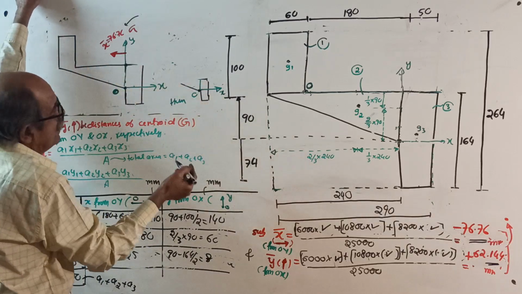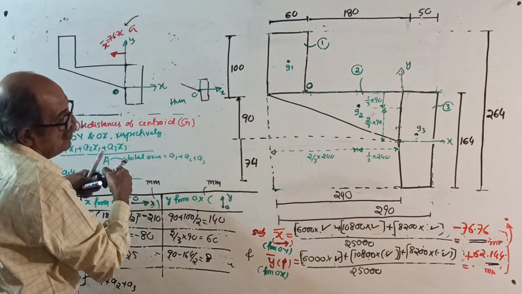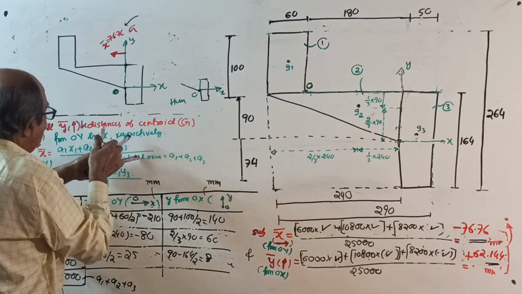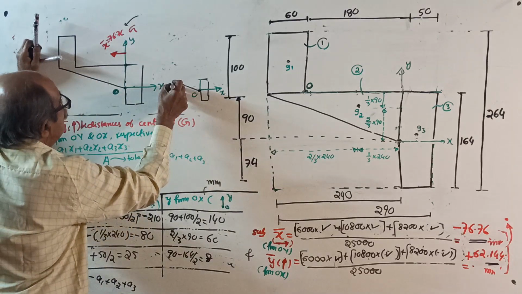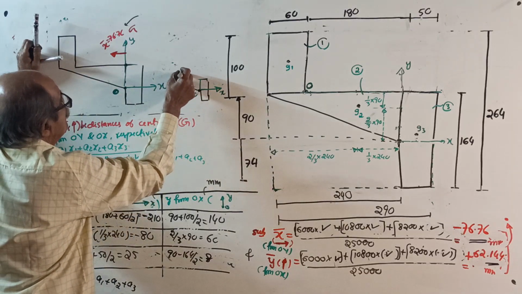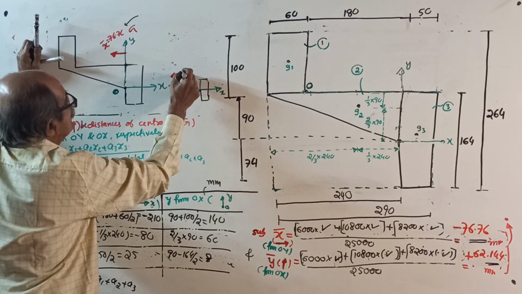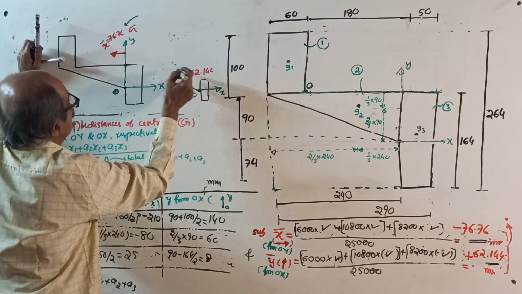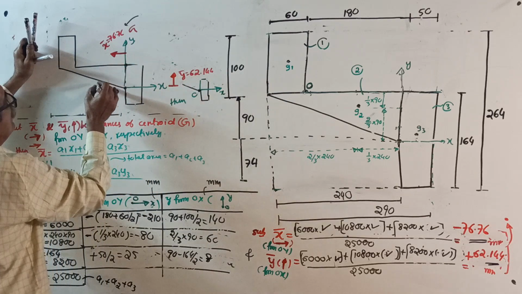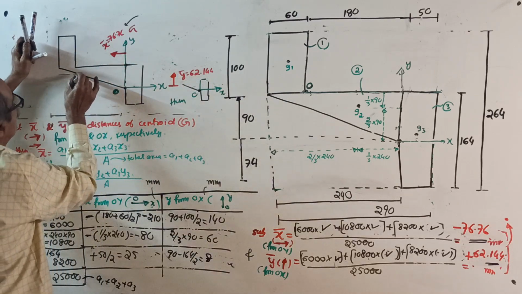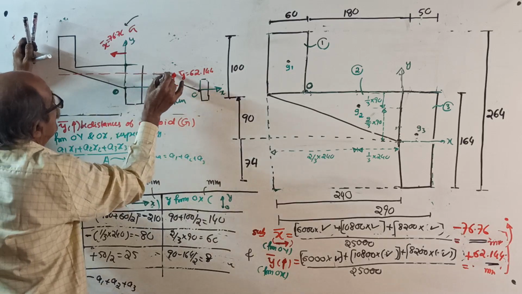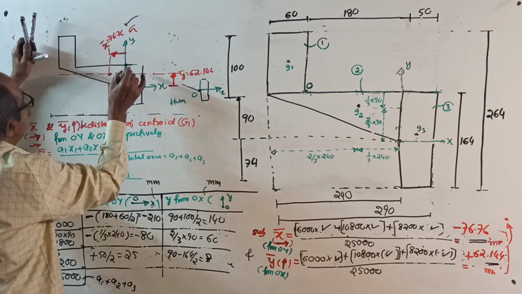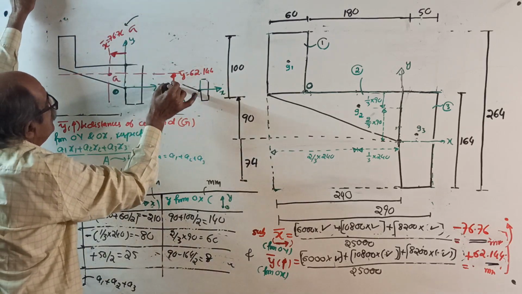From here, left side. Y bar, from here, slightly, how much did you get? 62.144 upward. From here, upward, Y bar, 62.144. Therefore, this is the centroid G, X bar here, Y bar here.